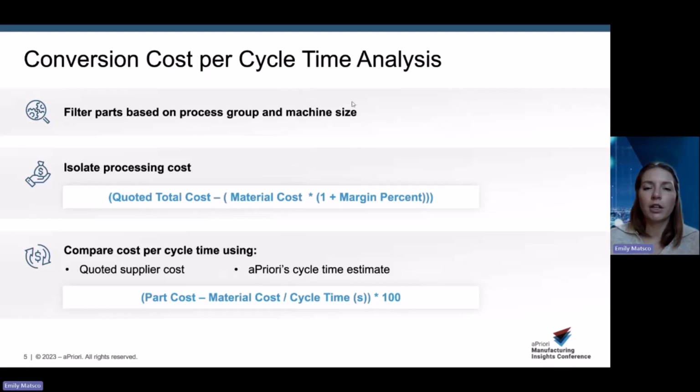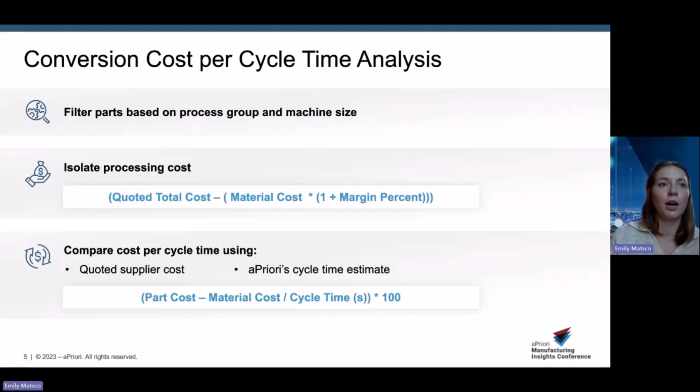When I talk about parts on the same machine, they have to be, again, same process group, same machine is really important. And also the same machine for your primary operation. So as an example, if you have a laser cut bend break part, if laser cut is 85% of the cost contributor, which aPriori also tells us that percentage, then that's the machine you want to equalize for.